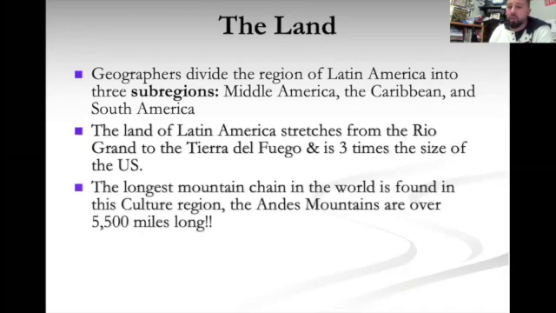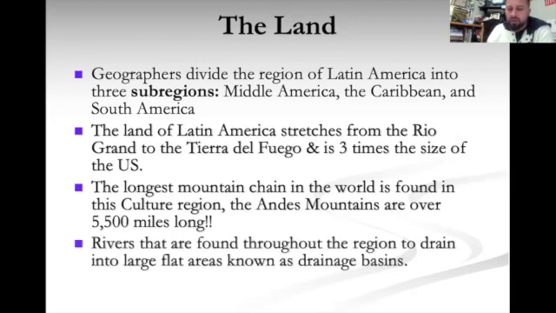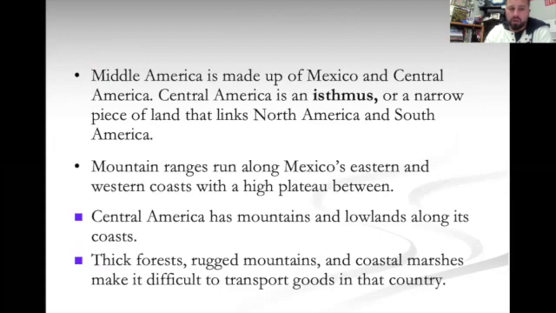The longest mountain range in the world is found out here. It is the Andes Mountains. They are over 5,500 miles long. We're going to talk a little bit about that, and I'm going to show you some pictures. And then you've got rivers throughout the region that create large flat drainage basins. The largest basin in the world, the Amazon River Basin, is out here. The second longest river in the world, the Amazon River, is out here. So we're going to be talking about massive landforms when we're looking at all this.